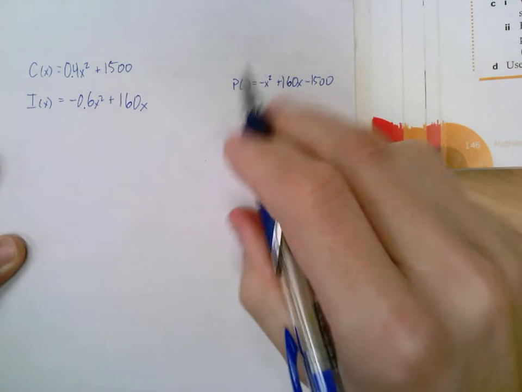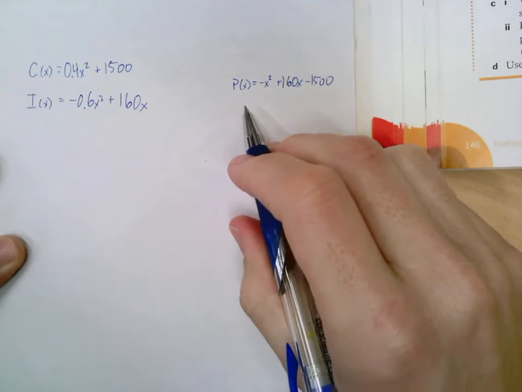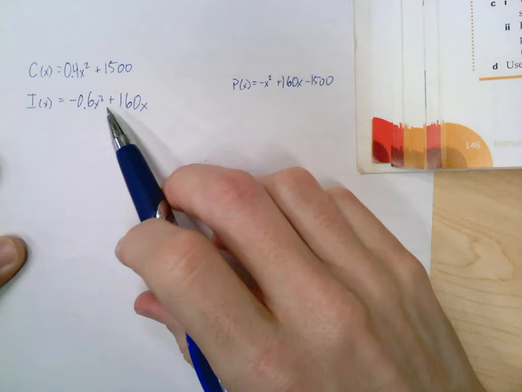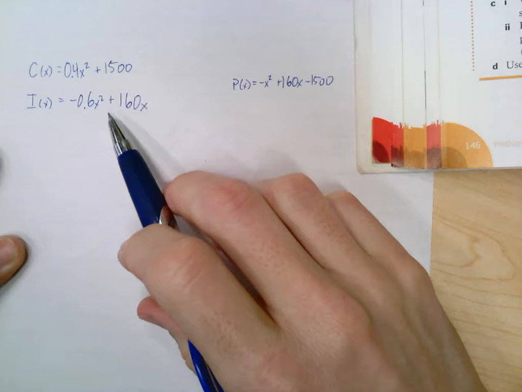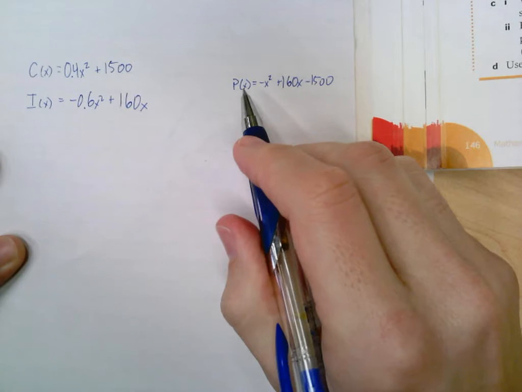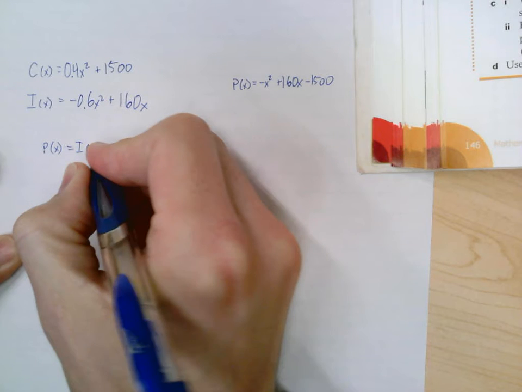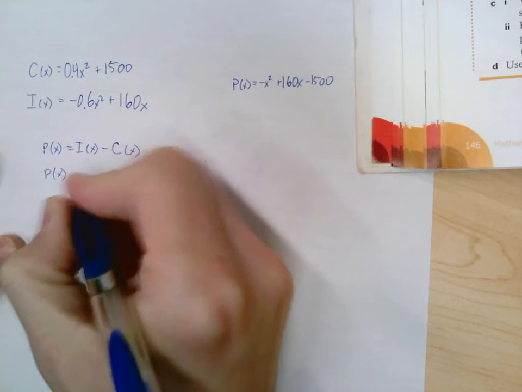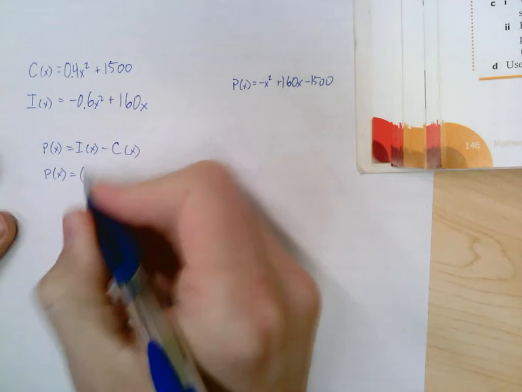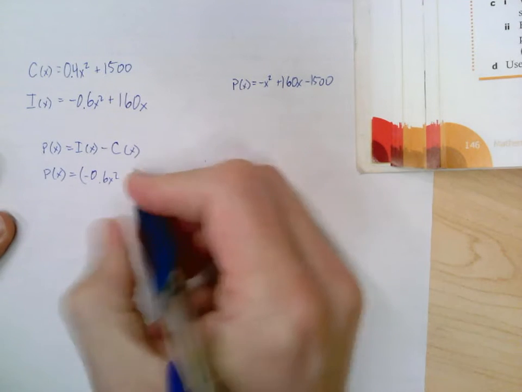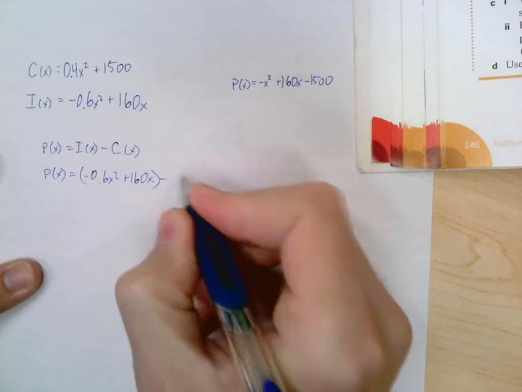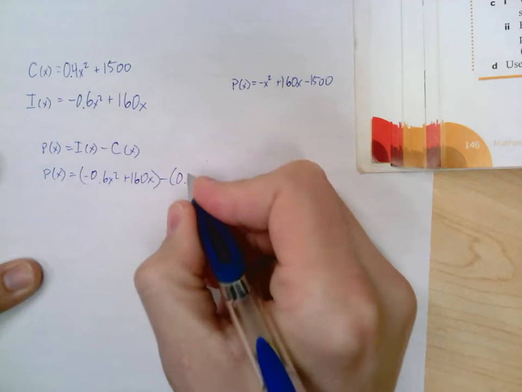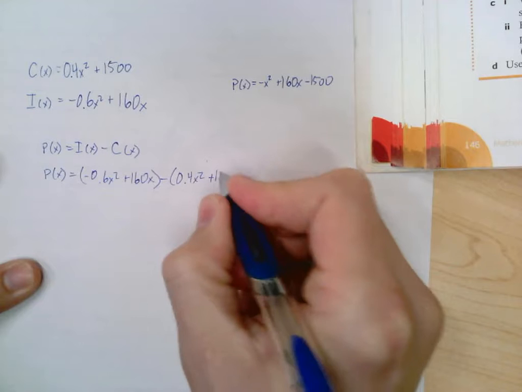I need to show that that actually works. Okay, so profit is how much money you actually make. So income is nice, but income is just the money coming in. But you have to remember that you had to put money out. And so profit is going to be income minus the cost. So P of x equals income minus cost. And so we're just going to put the function in, and it'll be fun. Just watch. We'll go negative 0.6x squared plus 160x, and then we're going to subtract the C of x, which is 0.4x squared plus 1500, just like that.